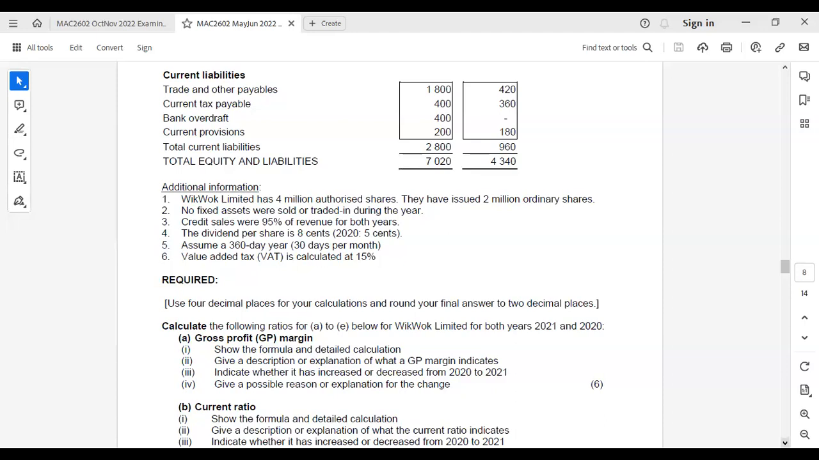Wickwalk Limited has 4 million authorized shares. They've issued 2 million ordinary shares. No fixed assets were sold or traded during the year. Credit sales were 95% of revenue for both years. The dividend per share is 8 cents for 2021 and 5 cents for 2020. Assume a 360-day year, 30 days per month. Value added tax is calculated at 15%.